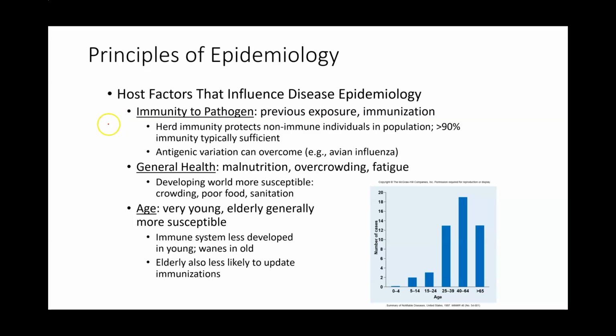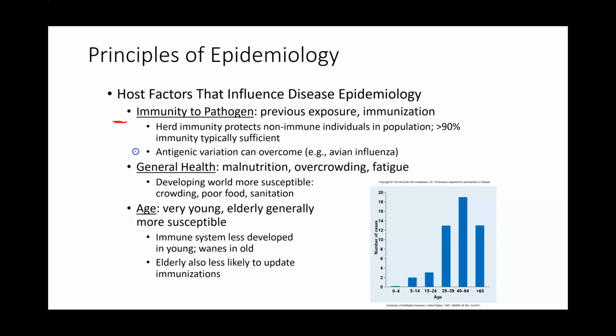There are also host factors that influence disease. So one example is the immunity to a pathogen. So you can become immune to a pathogen because you've had that disease before, or you have had immunizations. And this immunity to a pathogen actually protects individuals who are immunocompromised. So if you have an individual that can't get a vaccination, they are going to be dependent on everyone else around them getting the vaccination to protect them.